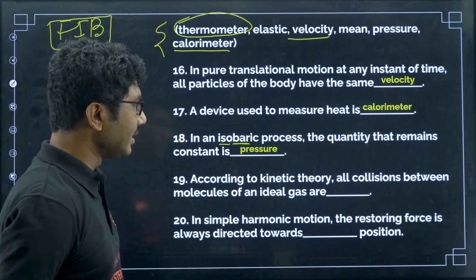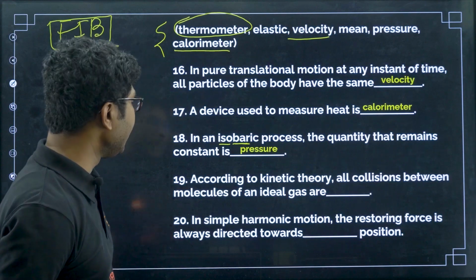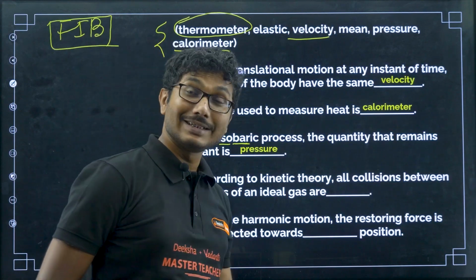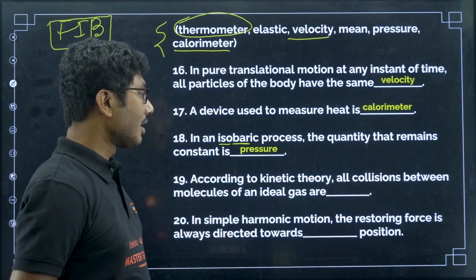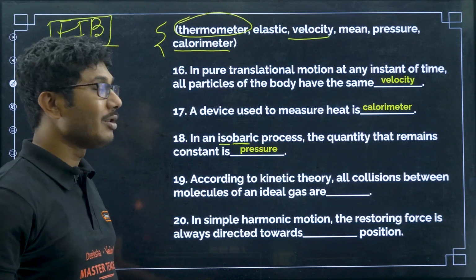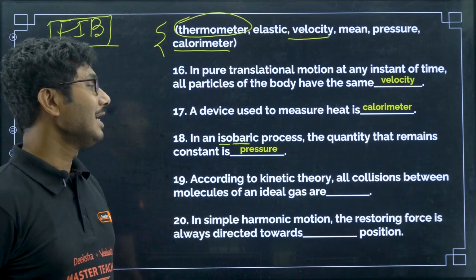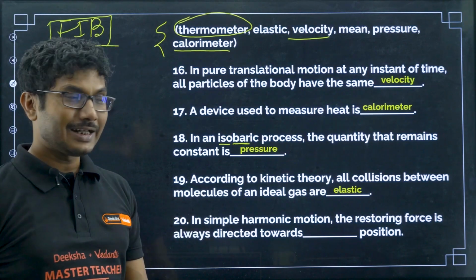According to kinetic theory, all collisions between molecules of an ideal gas are. This is an easy question on the postulates of kinetic theory. In kinetic theory, you know that all molecules collide elastically. So they are basically elastic in nature.